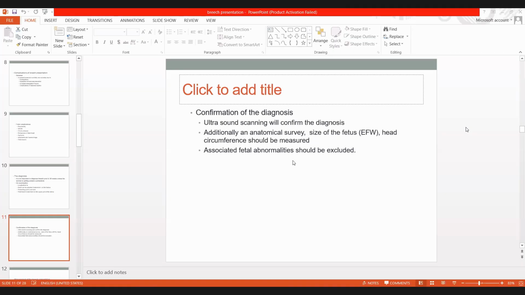Okay, so we confirm the diagnosis by ultrasound scan, and always when you do a scan, you have to see the estimated fetal weight as well as the head circumference, and exclude any abnormalities in the fetus, because these are common with breech presentation.